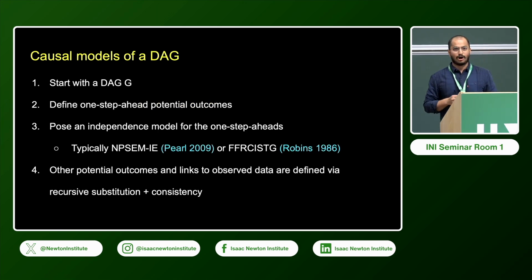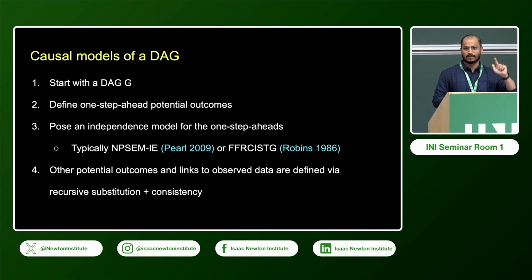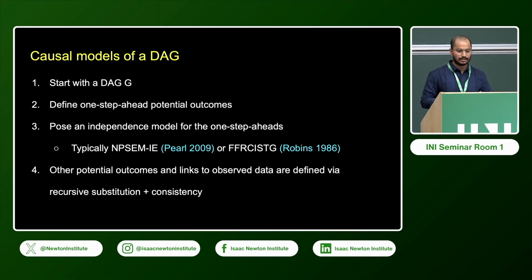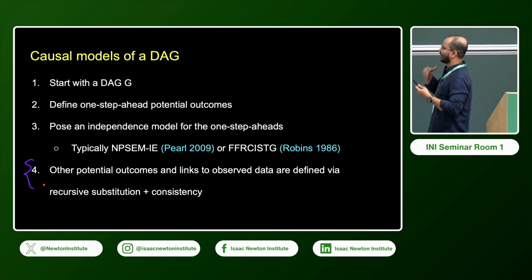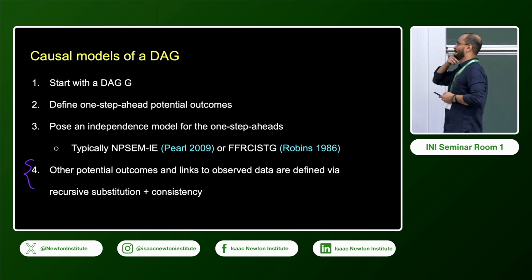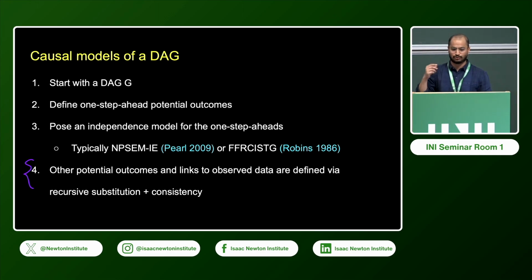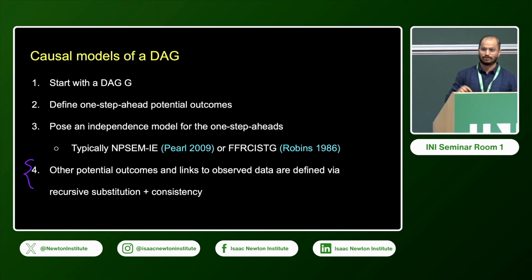Okay. So on to causal models of a DAG. So how do we form a causal model of a DAG? There are 4 steps. The first thing is you start with a DAG. You define one-step-ahead potential outcomes. You pose an independence model for these one-step-aheads, typically an NPSEM-IE or FFRCISTG, finest fully randomized causally interpretable structured tree graphs. And then other potential outcomes are defined in some manner, in particular recursive substitution. And this also provides a link to the observed data, or the observed random variables.